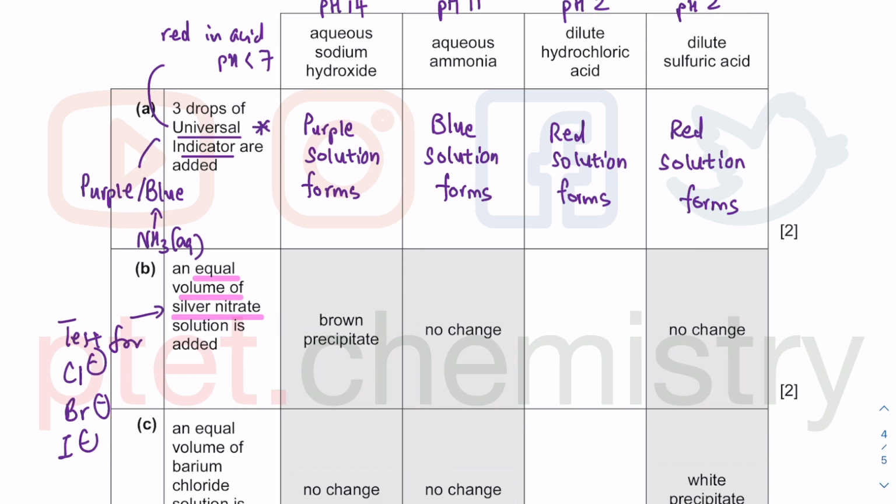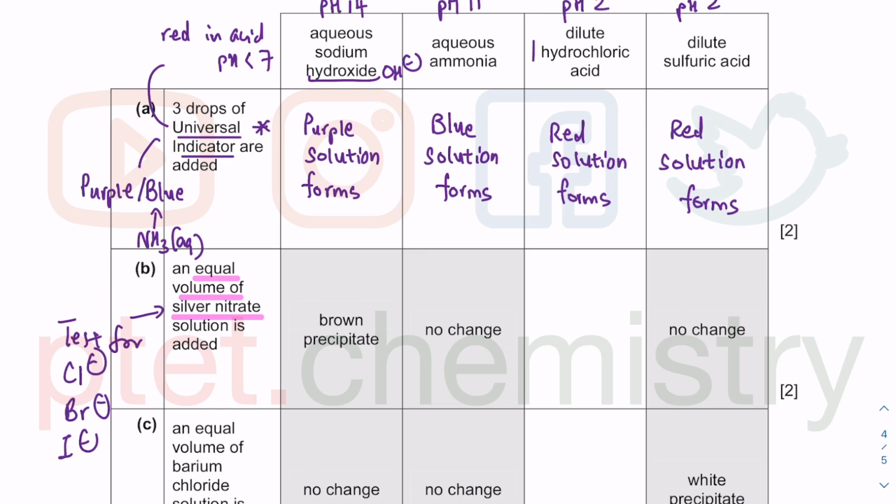So here they already told you something, brown precipitate, because sodium hydroxide contains OH minus, and we know that OH minus can form a lot of hydroxide precipitate. Think about your test for cations with sodium hydroxide, it always gives you a precipitate there.